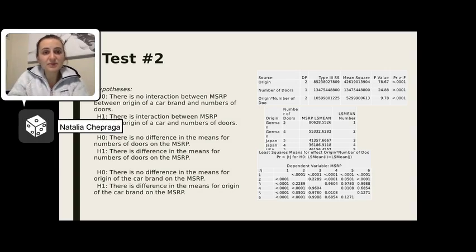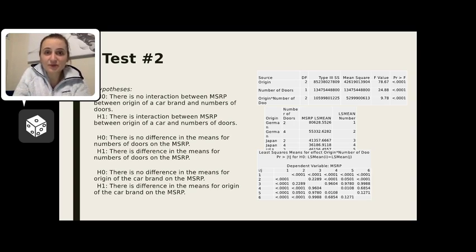The purpose of test number 2 is to use statistical procedures to determine if the means for the origin are different between each other with a condition of number of doors. The variables used are origin, number of doors, and MSRP. In this test, we have 3 different hypotheses. For the first one, H0: there is no interaction on MSRP between the origin of a car brand and number of doors. H1: there is interaction on MSRP between the origin of a car and number of doors.